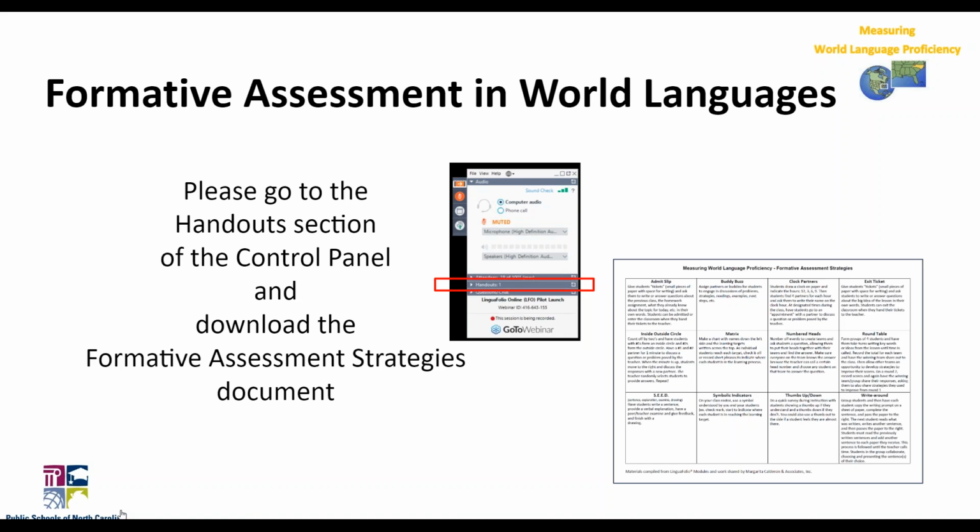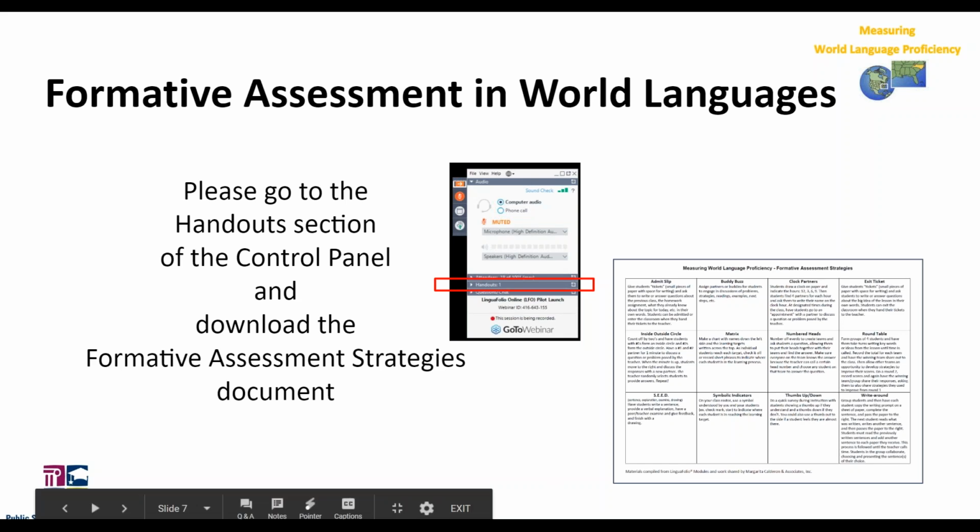I like to do my handouts during webinars as PDFs because they're easier to download, and they might also be easier for you to use in a variety of different ways. And I will have this handout posted as part of our webinar materials afterwards. So go ahead and download the Formative Assessment Strategies handout, and when you've got it downloaded, go ahead and raise your hand electronically so that I know you're ready to move on.